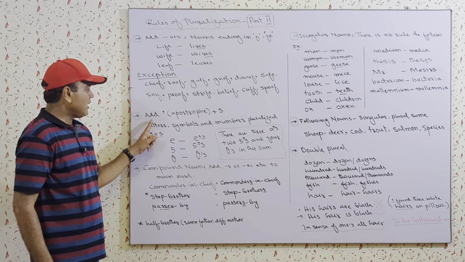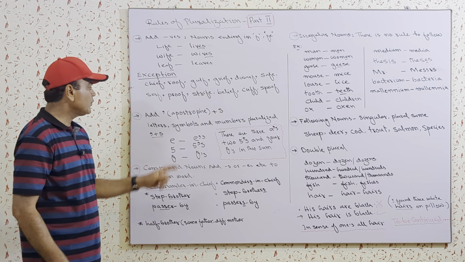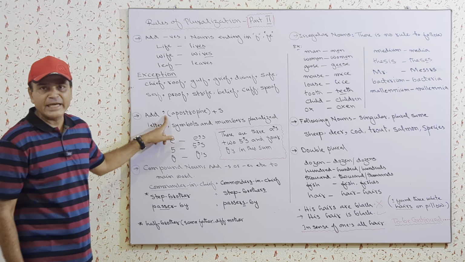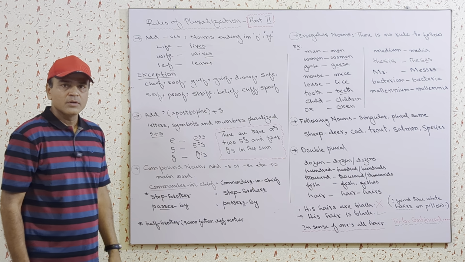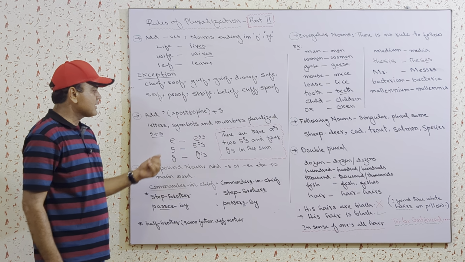Then we also have some nouns that, to make their plural, we put an apostrophe. This particular sign is called an apostrophe. Apostrophe plus s. So what are those nouns that take an apostrophe and s?